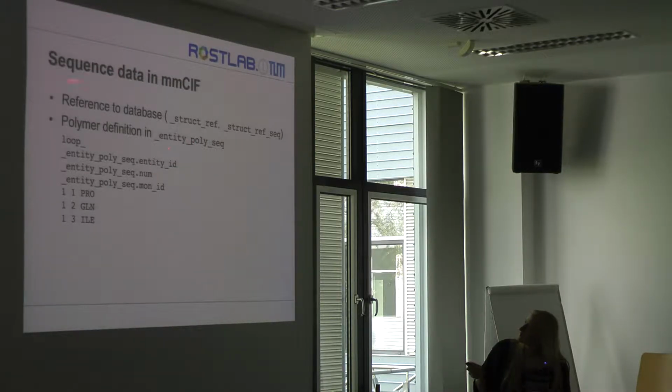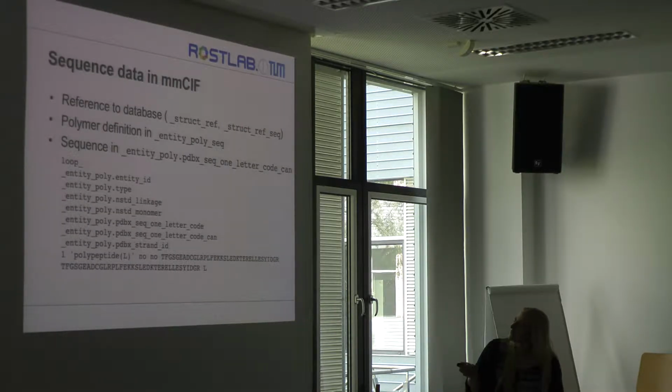Yeah, then you have the polymer definition, where you then see the actual residues that this protein sequence is composed of. So here it tells you the entity ID, and then you have the number of the residue and the monomer ID. So this is where you would get the sequence from in an mmCIF file. And you can have that in this format, and you can also have it in a one-letter code. So depending on what you're looking for in an mmCIF file, you would look at either this or that one.